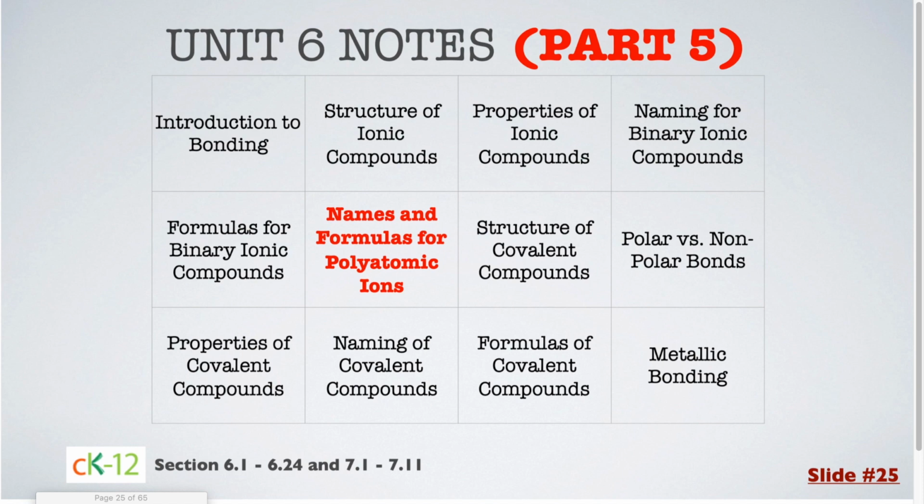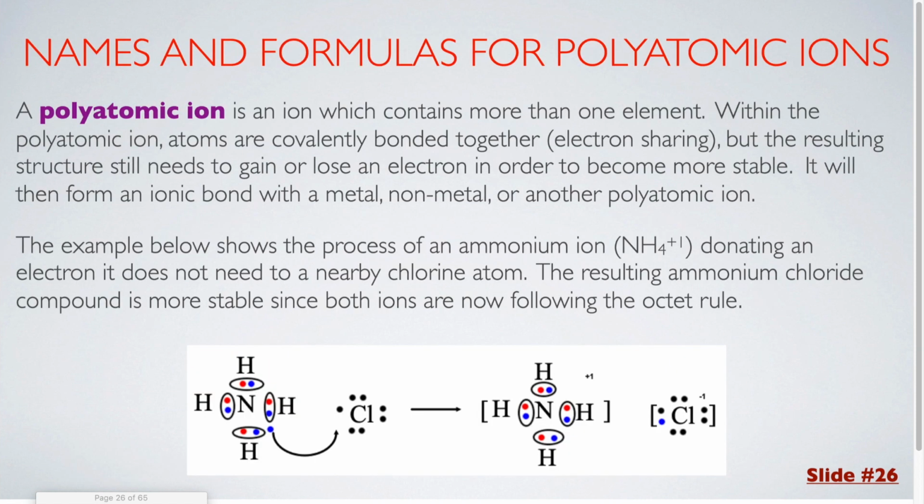In Part 5 of the Unit 6 notes, we will be covering the names and formulas for polyatomic ions. A polyatomic ion is an ion which contains more than one element. Within the polyatomic ion, atoms are covalently bonded together, meaning that electrons are shared between the atoms. But the resulting structure still needs to gain or lose an electron in order to become more stable. It will then form an ionic bond with a metal, nonmetal, or another polyatomic ion.